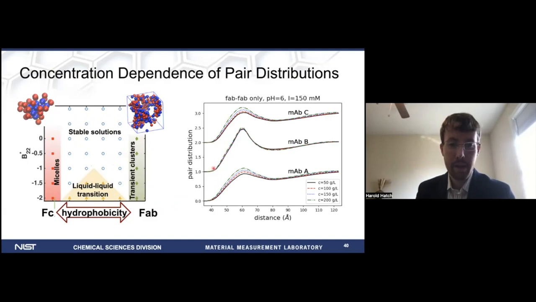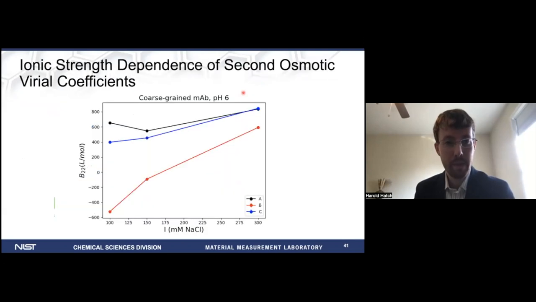We can also look at the concentration dependence of these distributions. Here we're going from 50 to 200 grams per liter, and we see that mAb B has a relatively concentration-independent peak. That tells me that mAb B is finding the other Fabs regardless of the concentration, whereas A and C, as the concentration increases, just happen to finally find each other. We can also look at the virial coefficients of these antibodies, and we see that mAb B again has a low virial coefficient, which means more attraction, and A and C seem to be very similar and much higher.